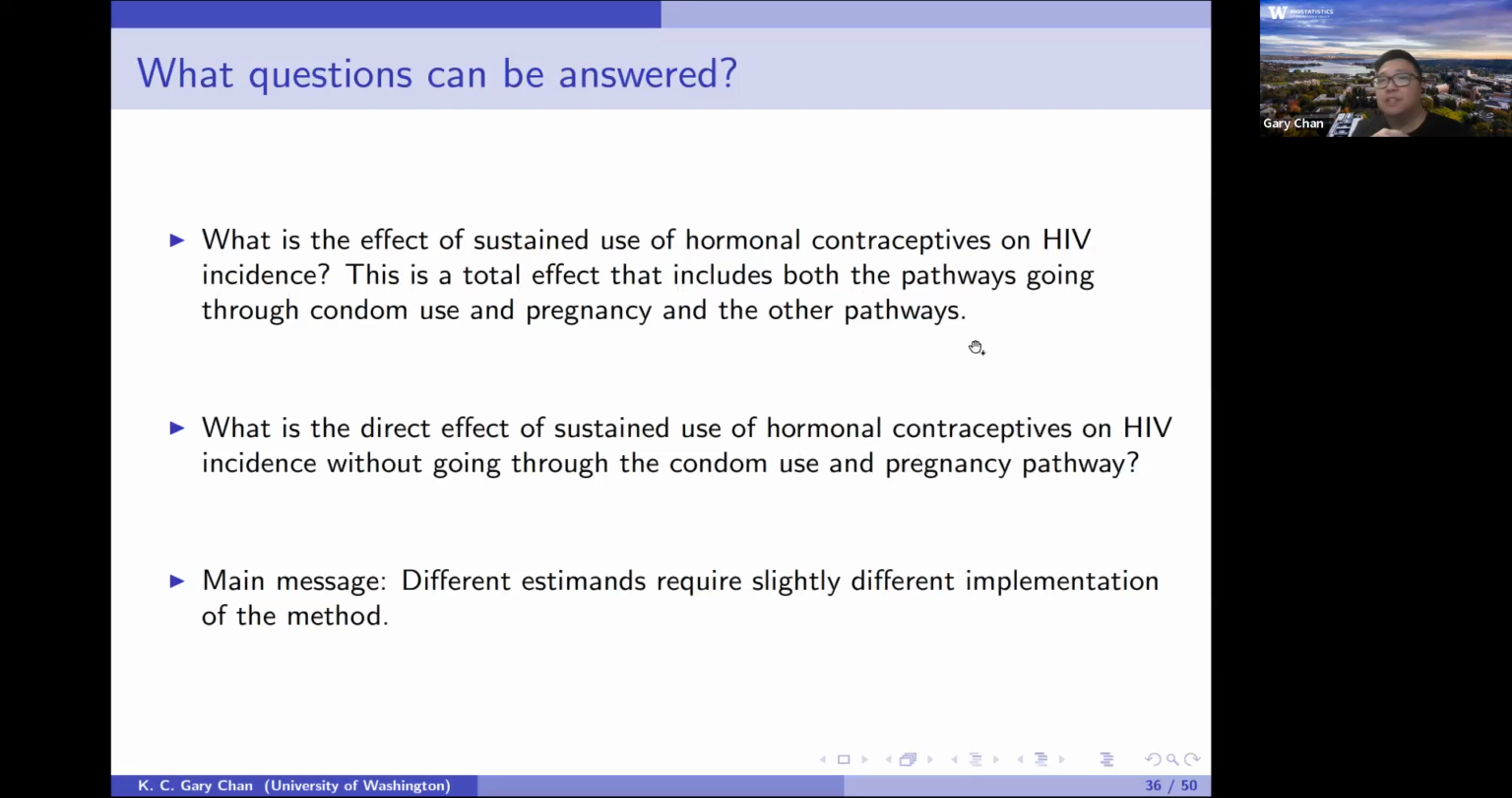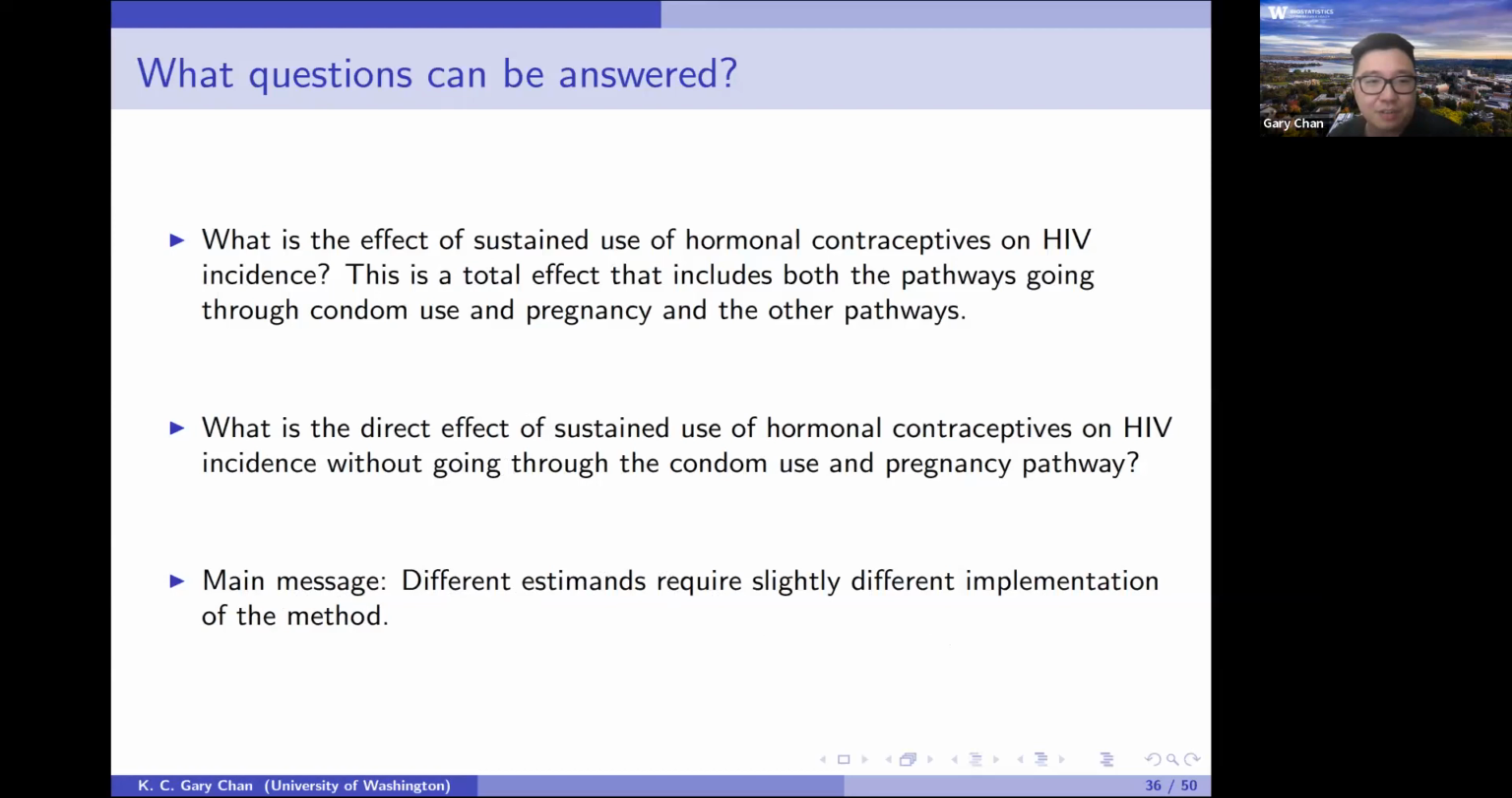Again, these are two different questions. As you'll see, you're going to get different answers, but each question would be of interest in different settings. The main message is that these two different estimates require slightly different implementation of the methods. The general concept is similar, but because the estimates are different, we have to tailor the methods a little bit differently. So I'm going to go through both cases.